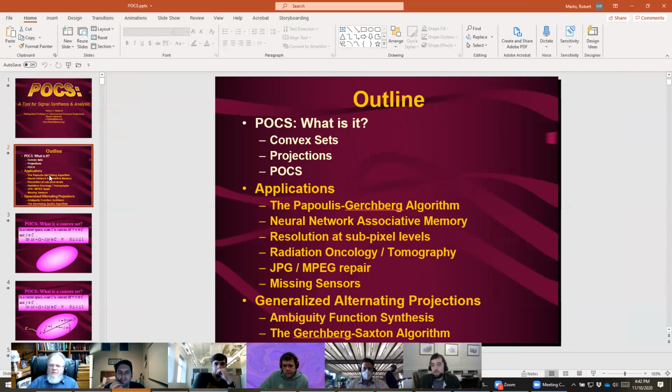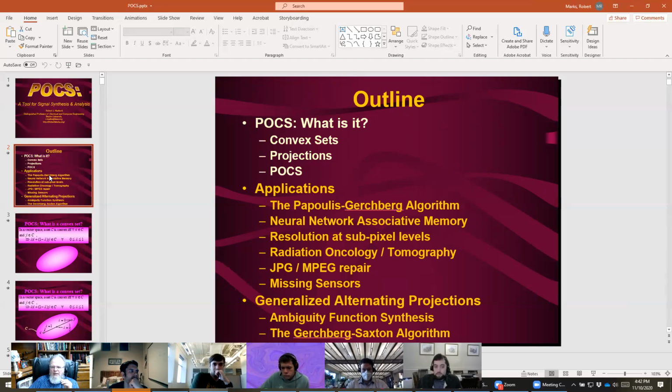First of all, I'm going to appeal a lot to your intuition, because there's lots of great intuition that you can get by looking at POCS and viewing it as a geometrical operation. So we're first going to look at it in a very intuitive fashion. And we'll look at the idea of convex sets, projections, and then POCS. And then we'll look at different applications. Some of these we'll gloss over quickly, others we'll spend a little bit more time on.